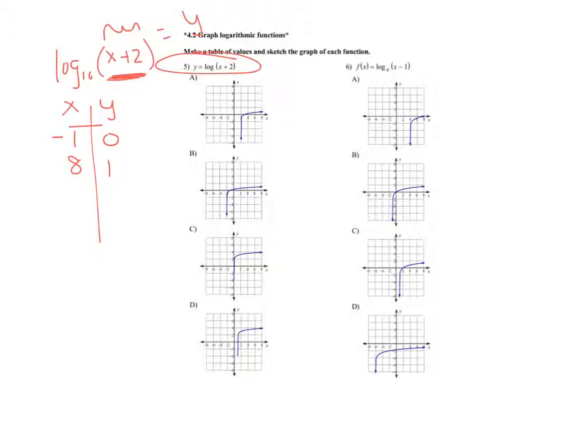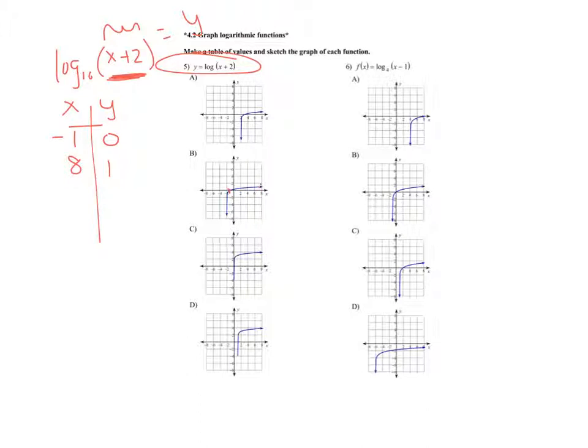I see that B is a nice option. It looks like I have that (-1, 0). And then I'm also going to look and see if I have (8, 1), which it looks like I do right over here. So it's a little bit hard to read, but you can do it.